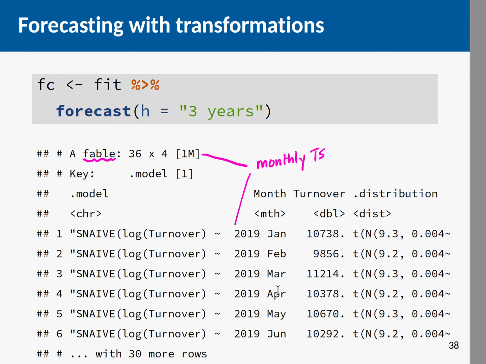Notice the months are specified here: January, February, and so on and so forth. And you are given 4 different columns here. The first column being dot model, which is just one model here. The second is giving you the month, which is the time index. And then you have turnover, which is the forecasted value of the series. And then you have the dot distribution column, which gives you the estimated probability distributions of your forecast.